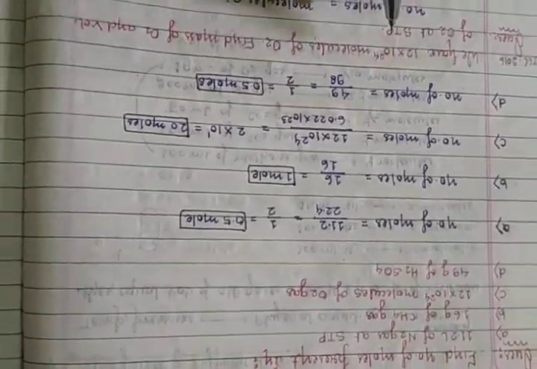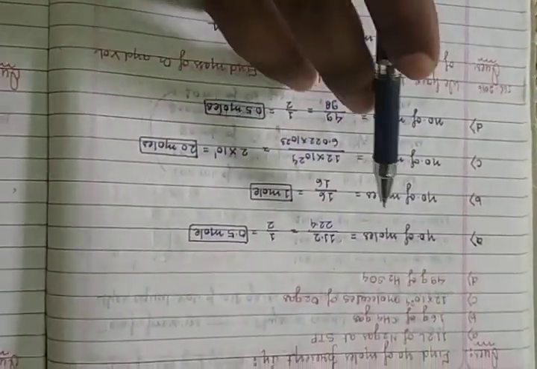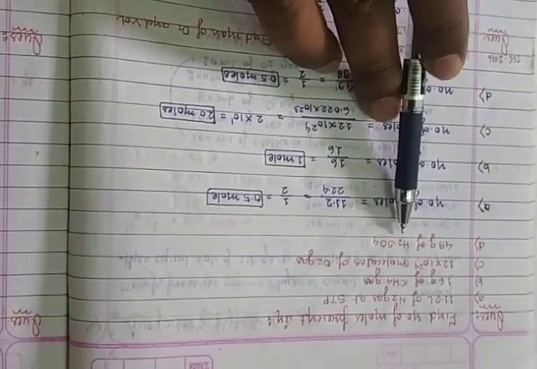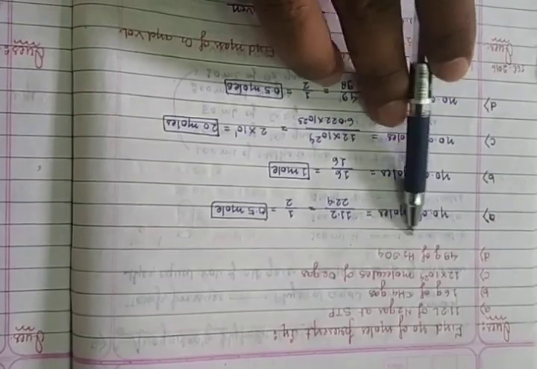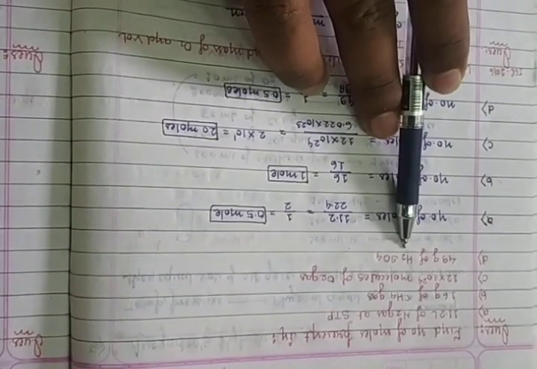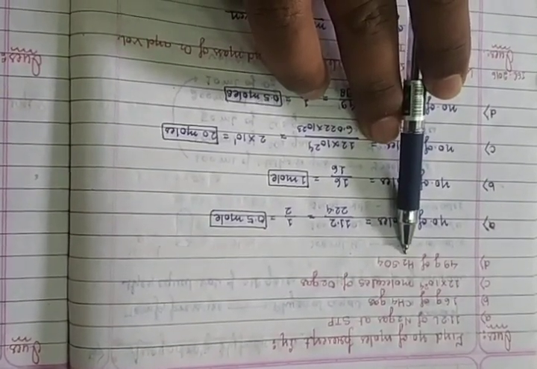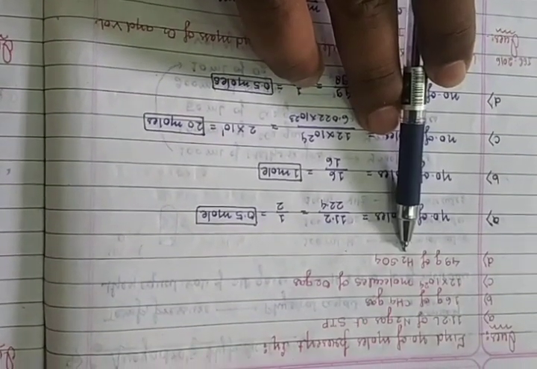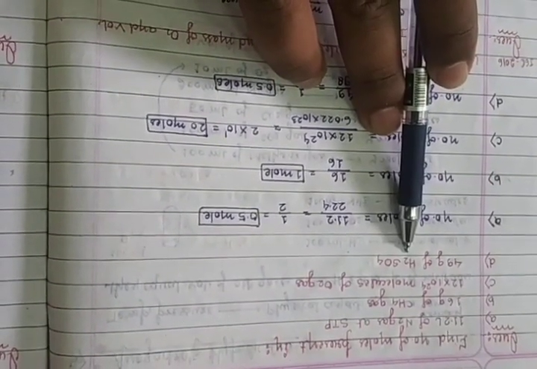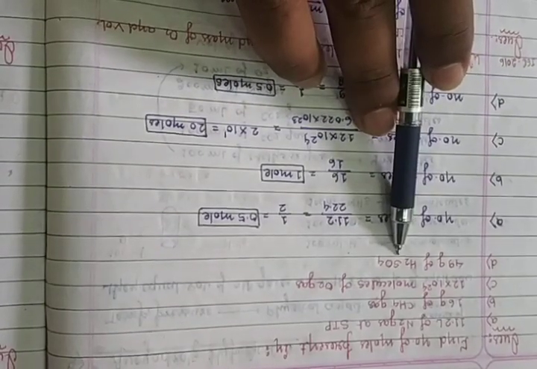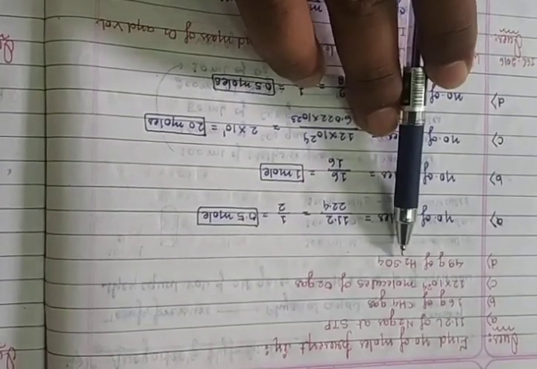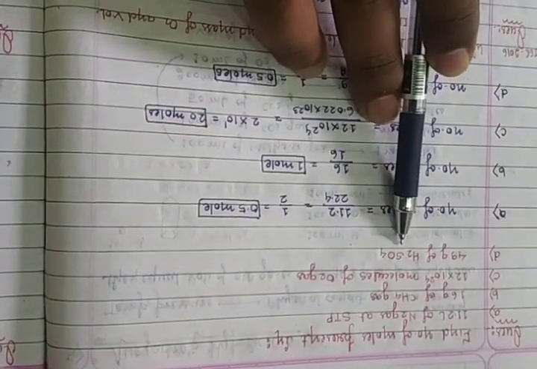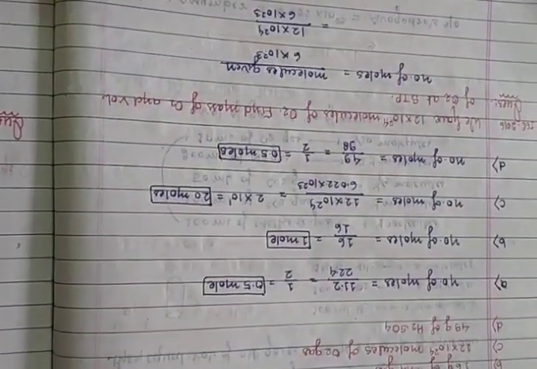Okay, now the next for number of moles: 49 gram of H2SO4. This is again easy. First, mass upon molar mass of this. So just learn the molar mass of the first 1 to 20 elements. Clear? You know very well that in your examination the atomic masses are given.